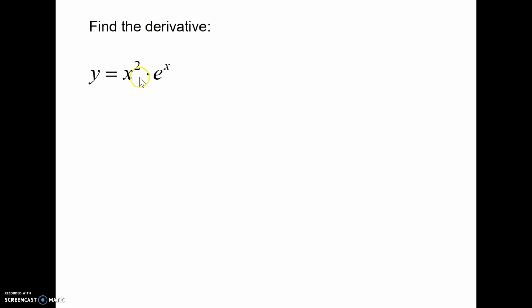Notice here I have a function multiplied by a function. I have a quadratic multiplied by e to the x, an exponential. I have to apply the product rule. The product rule says the first function, don't do anything to it, times the derivative of the second. Now in this case, the derivative of e to the x just happens to be itself, plus the second function, don't do anything to it, times the derivative of the first.